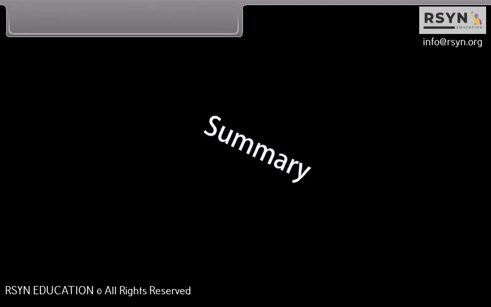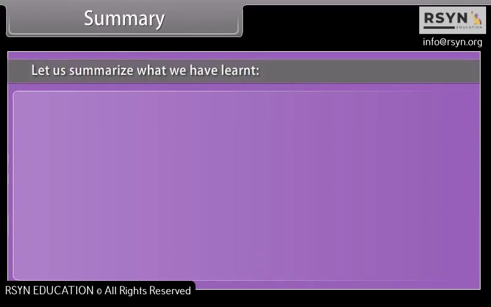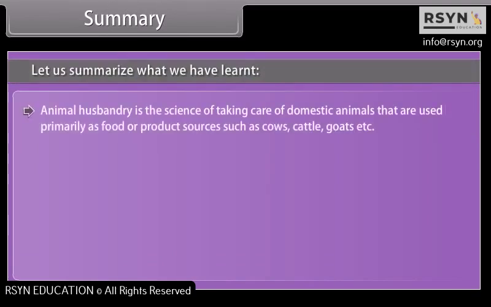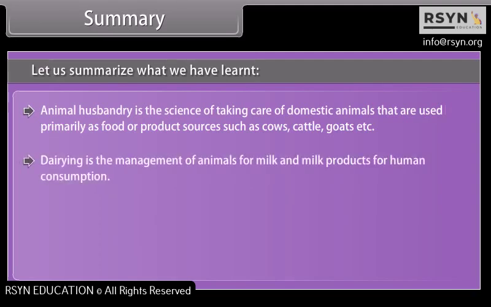Summary. Let us summarize what we have learned. Animal husbandry is the science of taking care of domestic animals that are used primarily as food or product sources such as cows, cattle, goats, etc. Dairying is the management of animals for milk and milk products for human consumption.